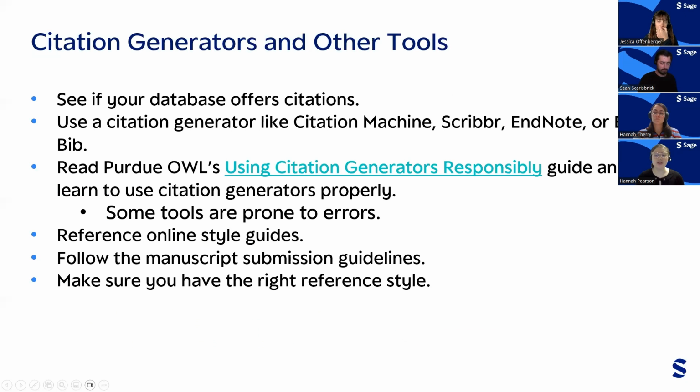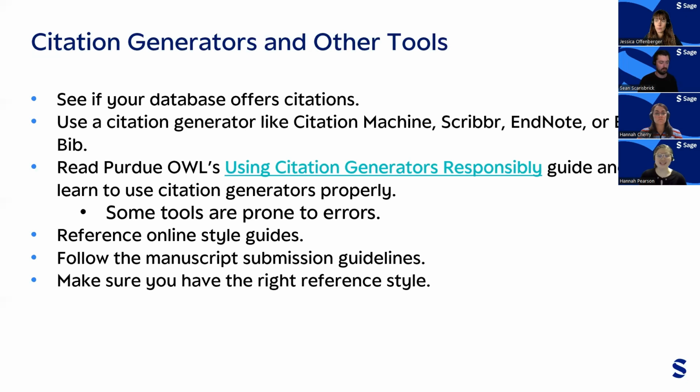You can also use a free online citation generator like Citation Machine, Scribr, EndNote, or EasyBib. Simply select your citation style within these tools, input the requested information, and let the generator create the citation for you. It plugs in all of the requirements and formats it correctly.